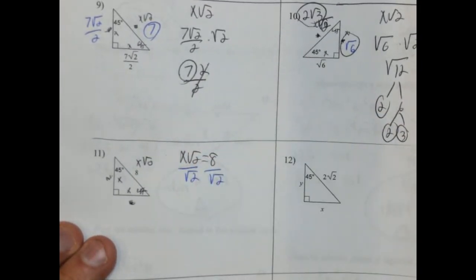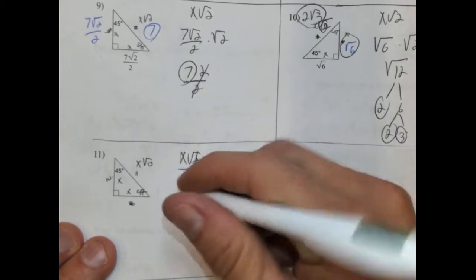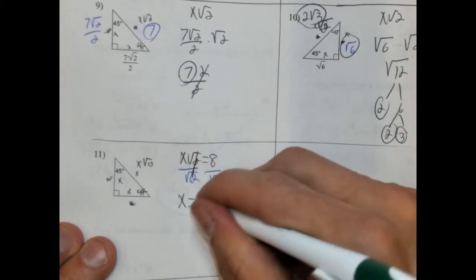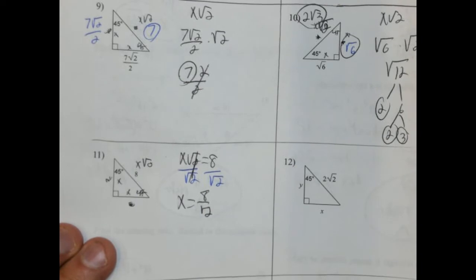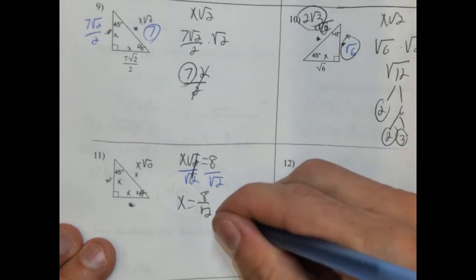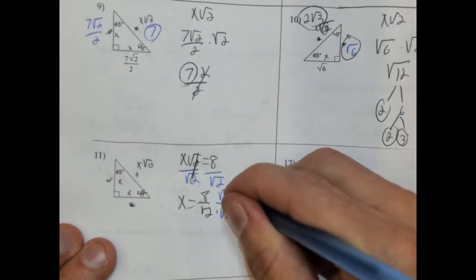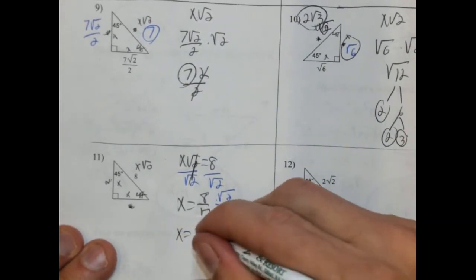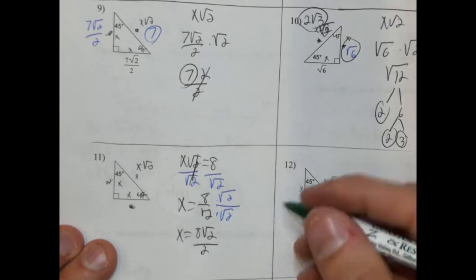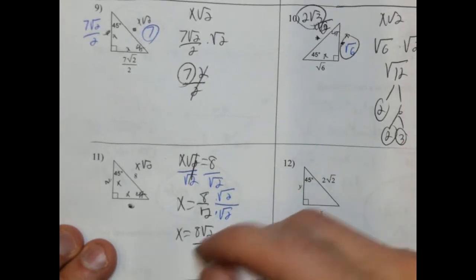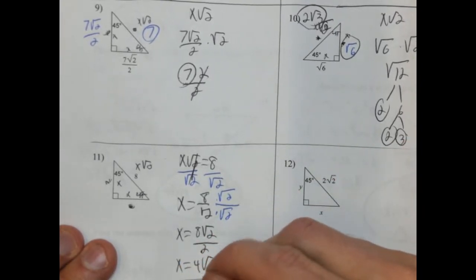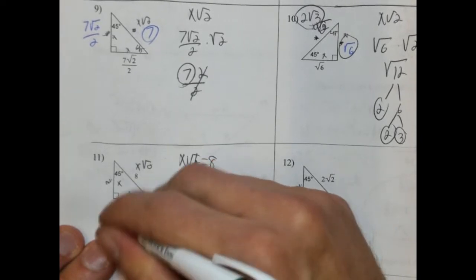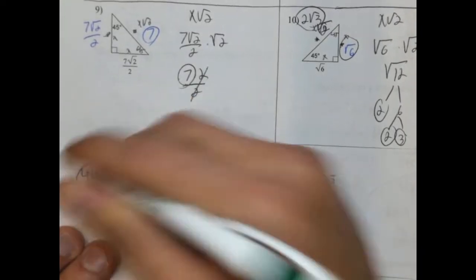And this is the kind of problem that gave people a hard time earlier in the unit. 8 over radical 2. We can't have a radical in our denominator, so we're going to multiply the top and bottom by radical 2. We can do that because this is actually equal to 1. We're not changing any value here. So x equals 8 radical 2 over 2, because these become 2. This can simplify, so x equals 4 radical 2. And that's what this is, 4 radical 2 and 4 radical 2.